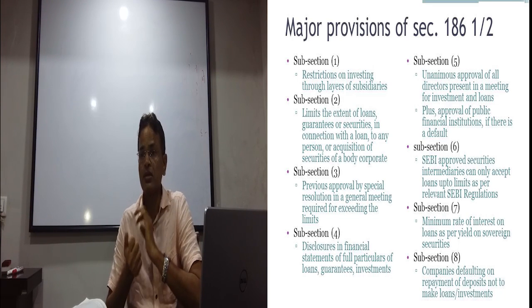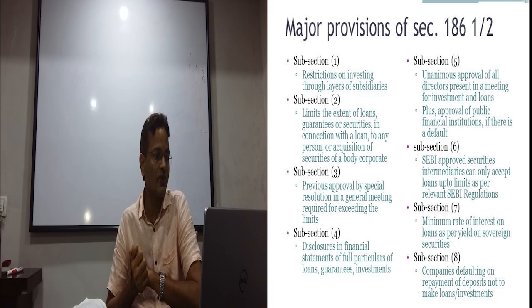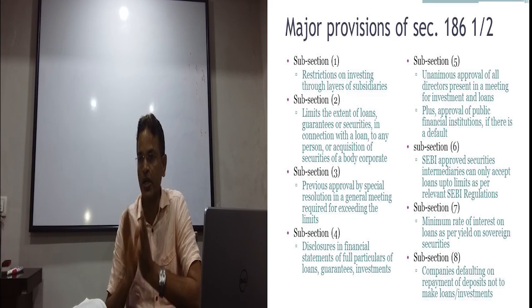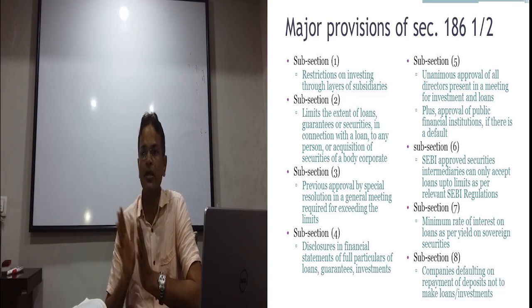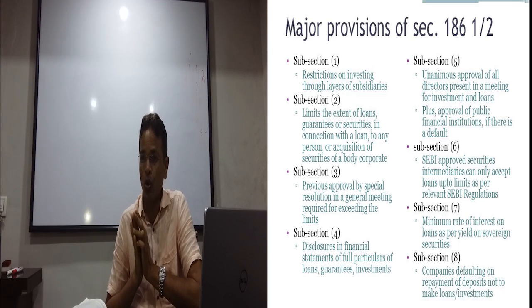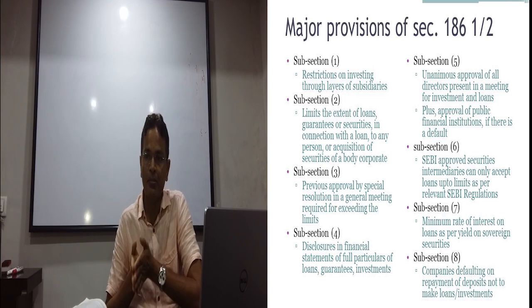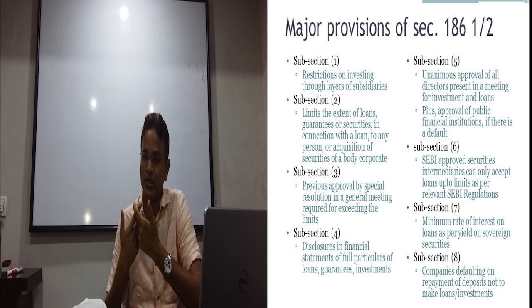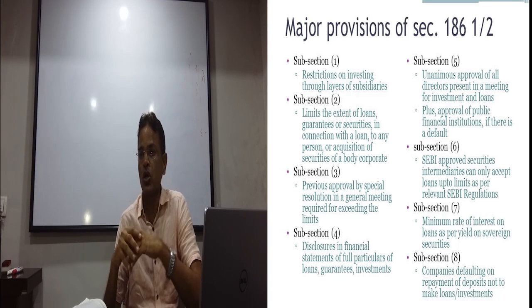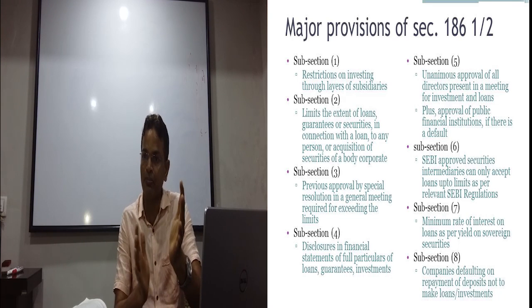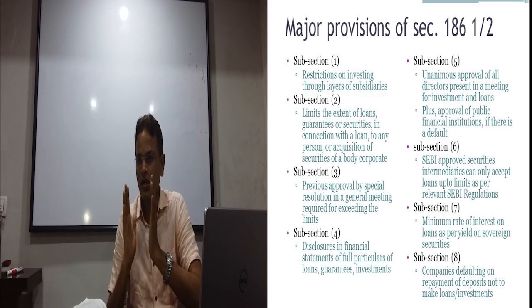Subsection 2 provides the limits within which the board of directors of companies could give loans to other persons or provide guarantees or securities in connection with such loans or make investments in securities of companies. Originally, section 372A dealt with loans to companies only, but section 186 of the present act is not restricted to loans to companies, it extends to loans to other persons as well. So loans to other persons or guarantees in connection with loans or provision of securities in connection with loans, that forms one bunch of the section. Let's call it loan and related restrictions.